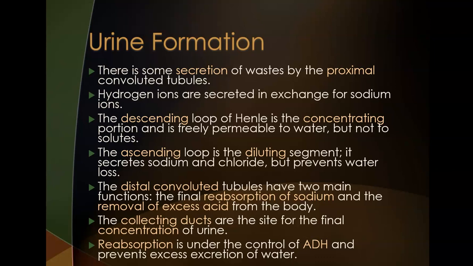The distal convoluted tubule has two main functions: the final reabsorption of sodium and the removal of excess acids from the body by dumping a bunch of hydrogen ions. The collecting ducts are the site for the final concentration of urine. This is its last chance to do anything to it. And again, in the distal convoluted tubules and collecting ducts, you must have antidiuretic hormone to reabsorb water. And again, that helps prevent excess excretion of water.